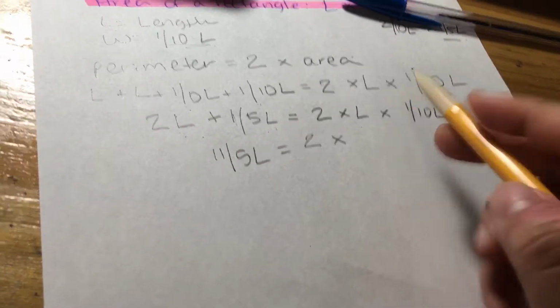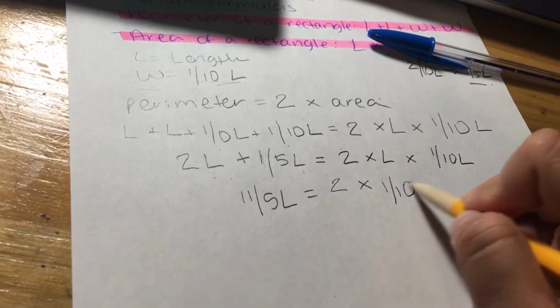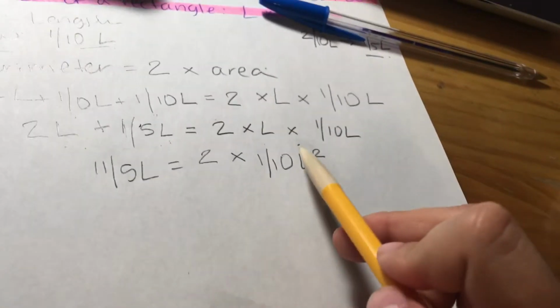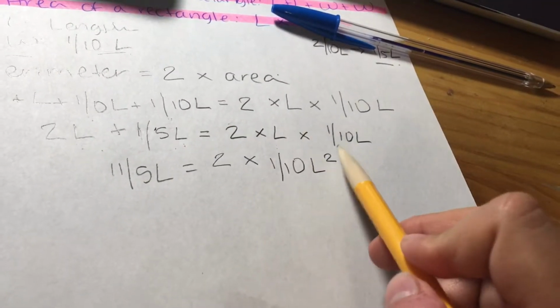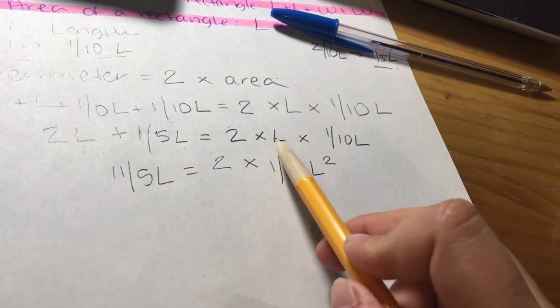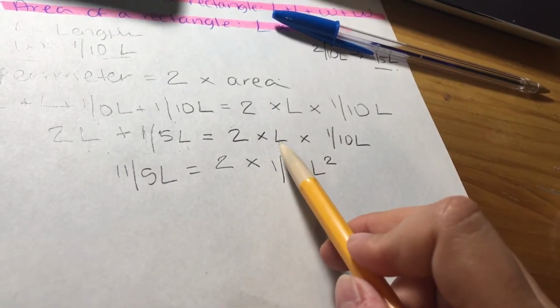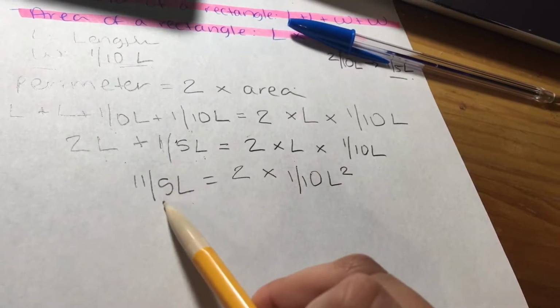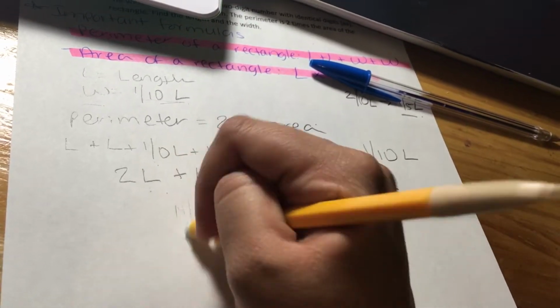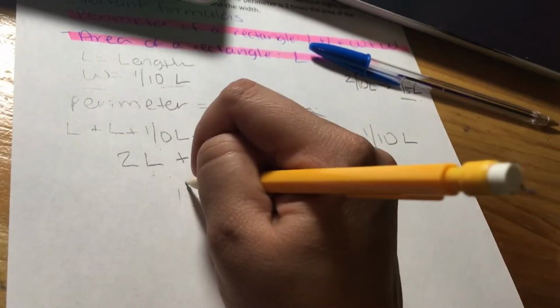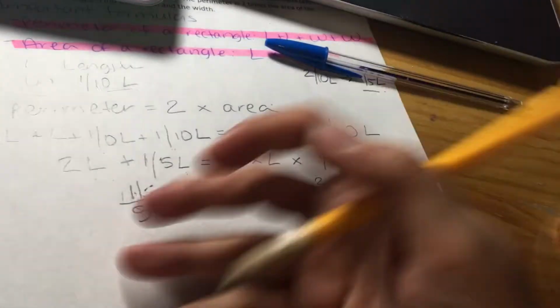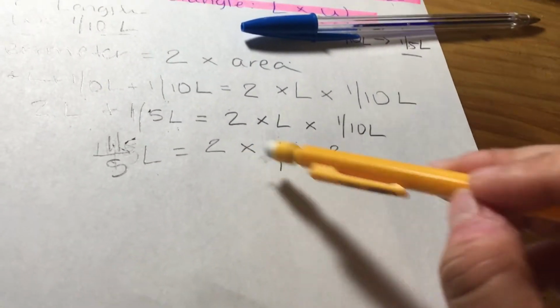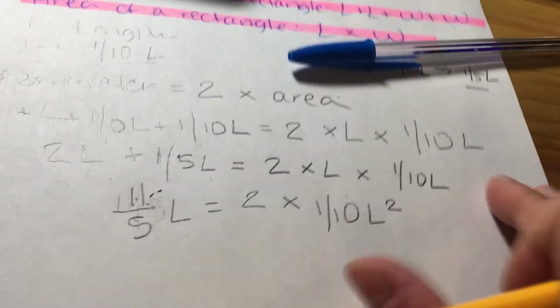That would be 1/10 L squared. Do you see how I got that? I did L times 1/10 L. Since this L doesn't have a number with it, it's just by itself, you still multiply by that L. So it would be 11 over 5 L equals 2 times 1/10 L squared, okay?